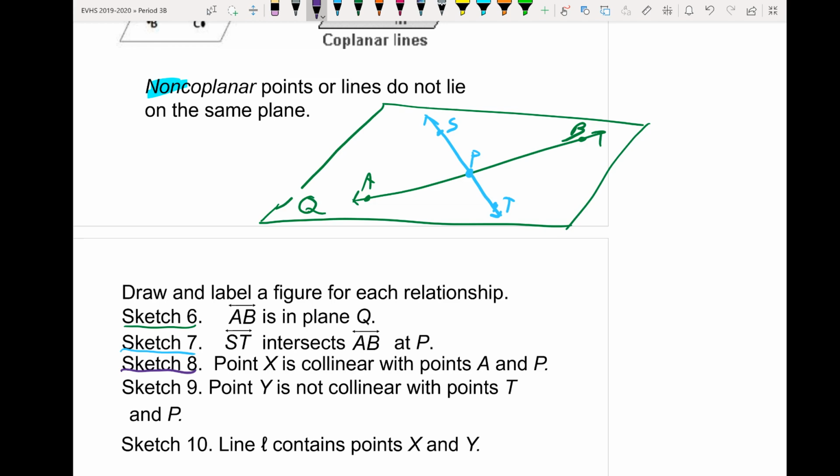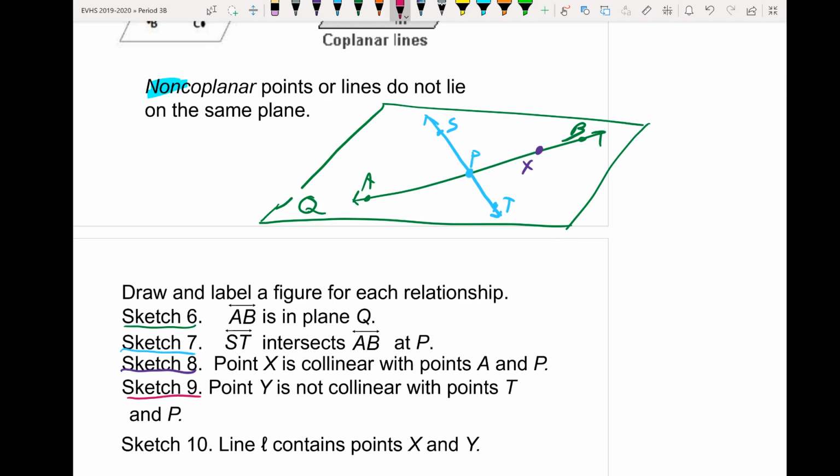Point X is collinear with A and P. So where's X going to end up? In the middle. In the middle? Middle of what? Of A and B. Does it have to be in the middle? No. I mean, technically it could be out here on the end. I'm just going to put it right there just because that's simple. As long as it's on the line with A and P. All right.